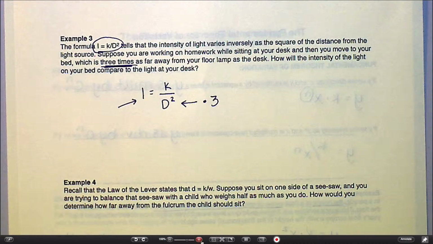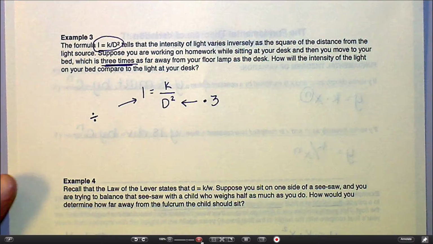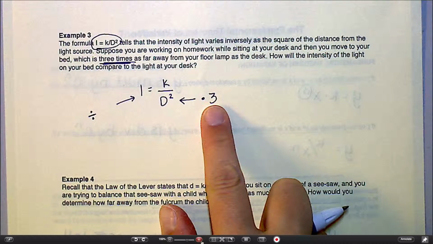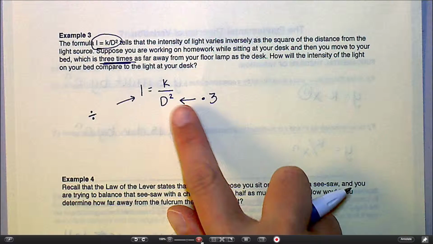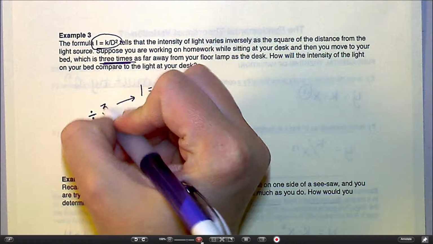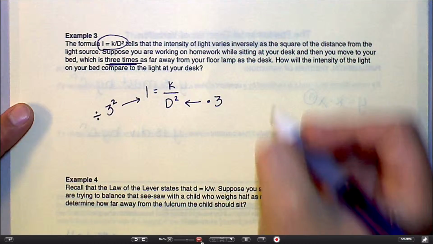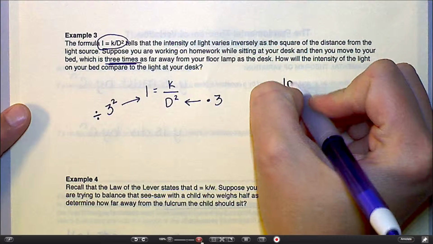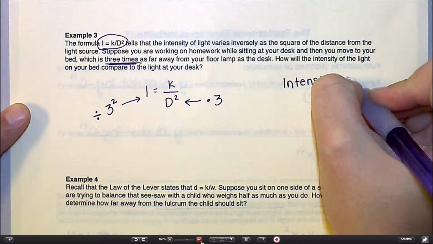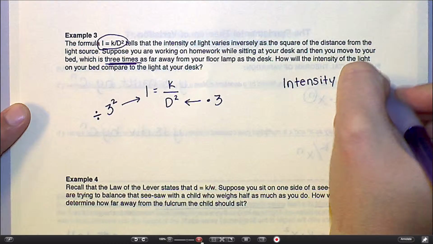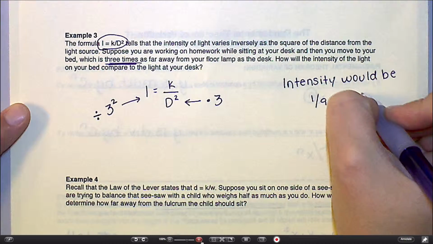Okay, because it's inverse, this time I'm doing division, and I never write my division this way, but I think in this case it's going to make the most sense. So if I'm multiplying by 3 over here, I'm dividing over here because it's inverse. And because of that square, this would actually be 3 squared. Okay? So you could say this in a couple of different ways. You could say the intensity would be 1/9 of the original intensity, something like that.